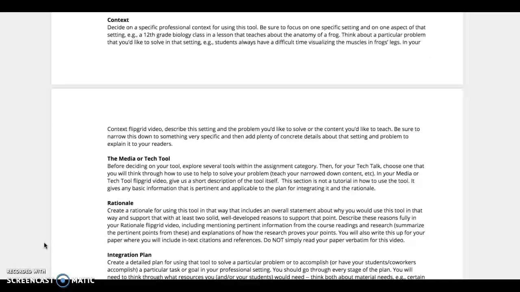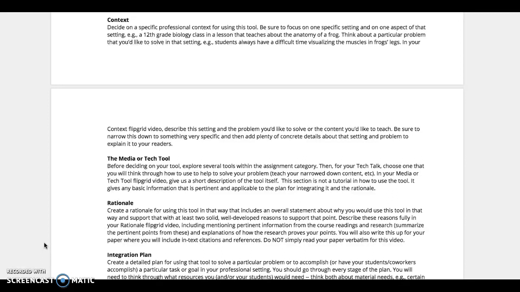So for each of these, you're going to provide your details about your professional context. You're going to be detailed and thorough about that. You're going to have your media or tech tool. You're going to describe that. It's not a tutorial. It's not how to use your media. It's what is it, and what's relevant to know, what's pertinent to know, given your integration. You're going to create a rationale for why you are going to include this tool in that particular context. So it's very specific to your context.